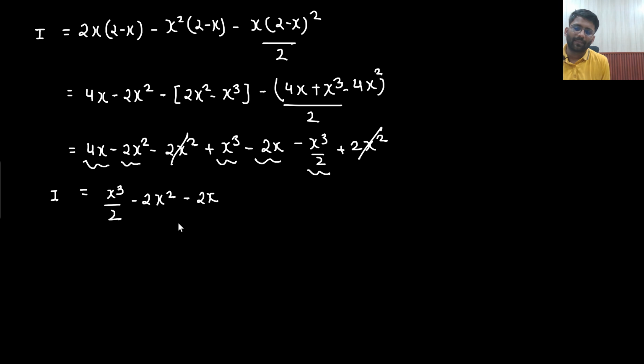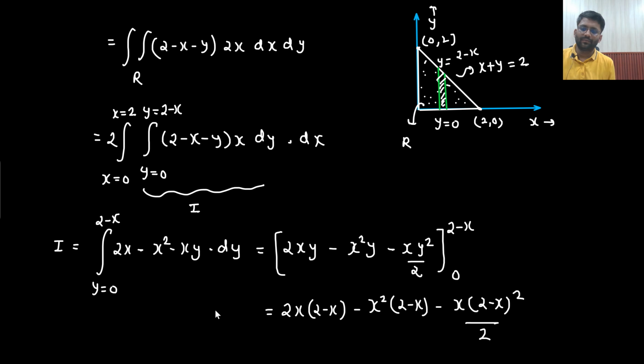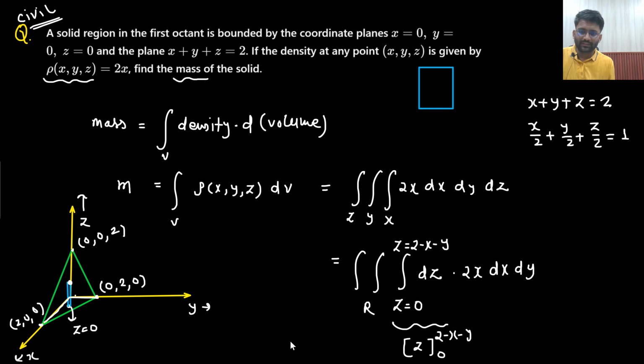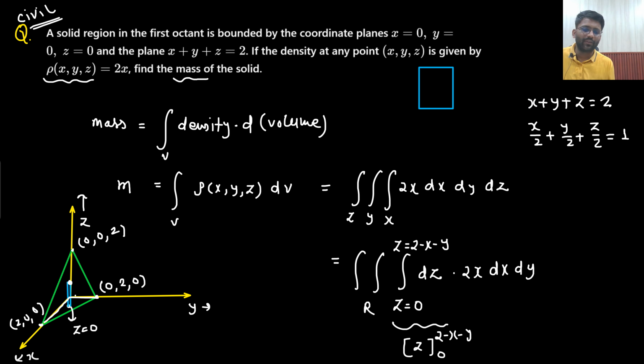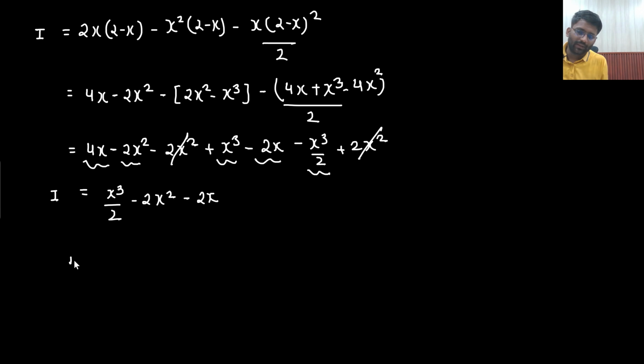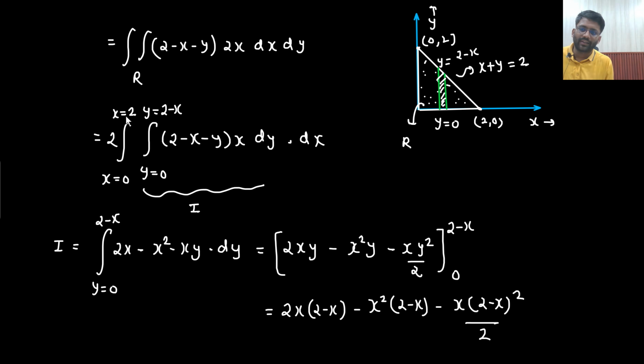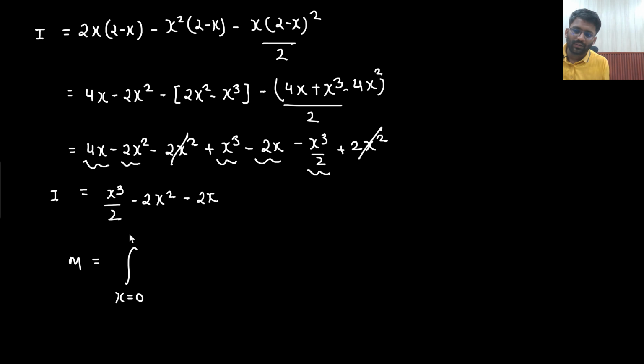This is your I. Whatever the integration was, we were calculating the mass. So now your mass m is nothing but the integration x going from 0 to 2, with 2 outside, of x cube by 2 minus 2x square minus 2x dx.